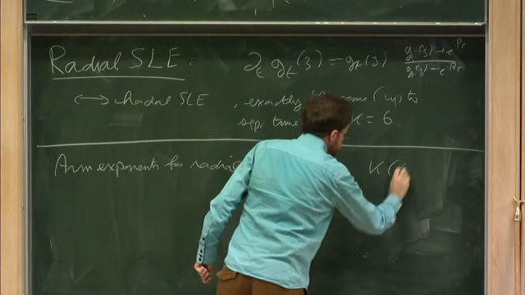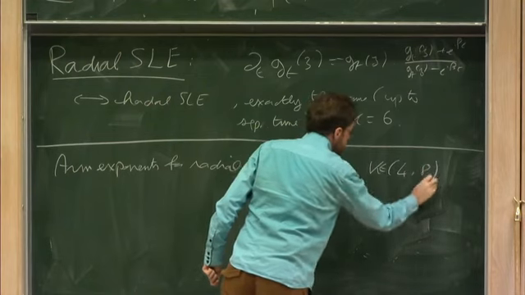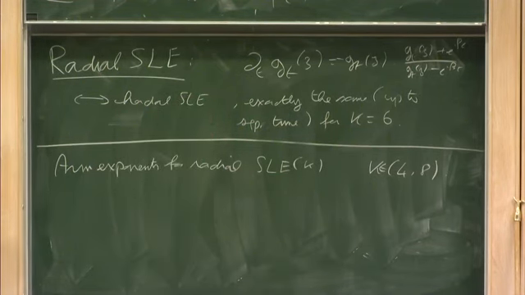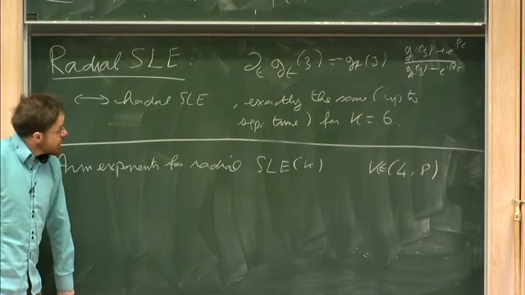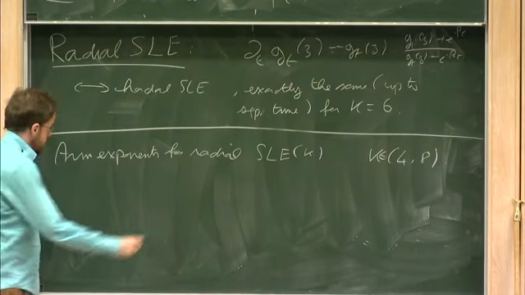And I will do that for kappa between 4 and 8, and you will see exactly why. Well, if you remember the transition at kappa equal to 4 and the transition at kappa equal to 8, it's natural to look at this value of kappa. Okay, so this is the setup now.